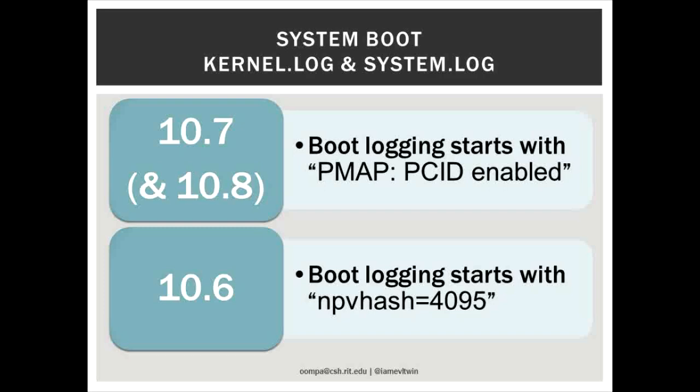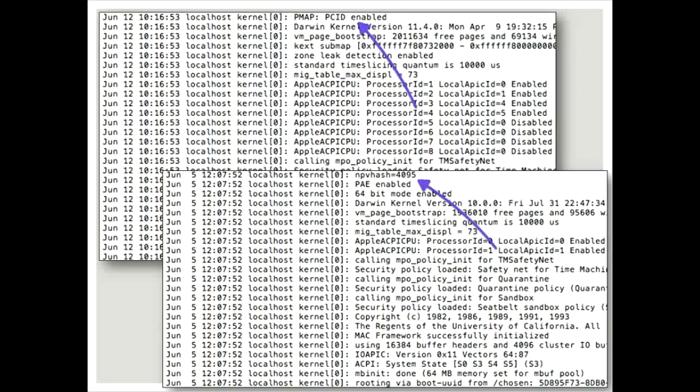So in the kernel log and system log on 10.8, we can see when the system was booted just by looking at a couple of these entries. There's maybe 30 different entries when the system boots up, showing kernel version, network information, and boot volume information. To find the start of that, look for PMAP with PCID enabled on 10.7, or on 10.6 look for NPV hash.